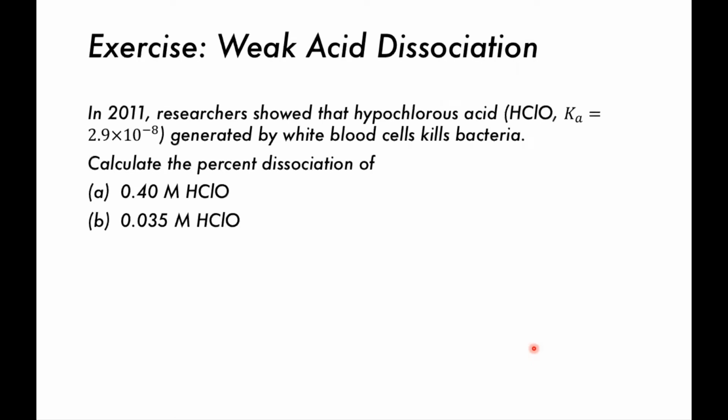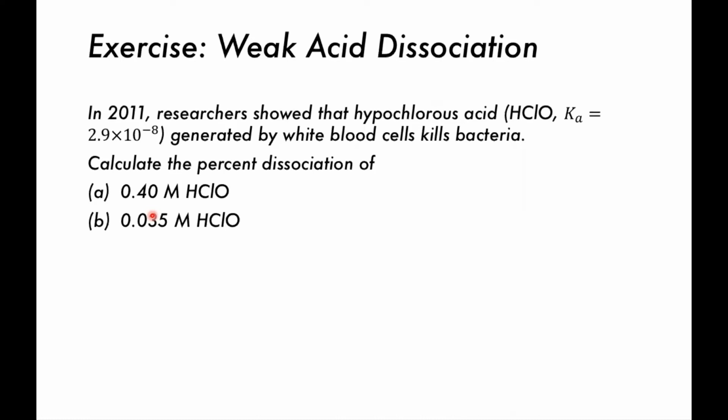So we're going to compare two different solutions of HClO, hypochlorous acid. One is more concentrated than the other by about a factor of 10, so one order of magnitude different. We're going to see which one has the higher percent dissociation. Now, the relative amounts may be less for the less concentrated or the dilute solution, but we may see some interesting behavior in that the percent dissociation may be higher.